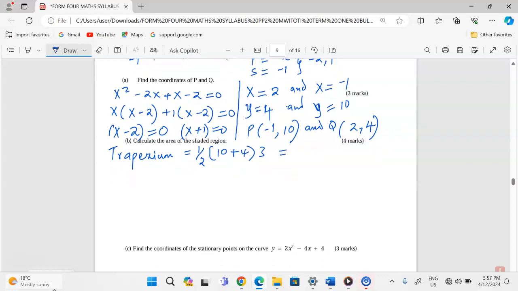Therefore, we're going to have 14 divided by 2, which is 7. So by 3, I will get 21 square units. 21 square units. That is the area of the trapezium.